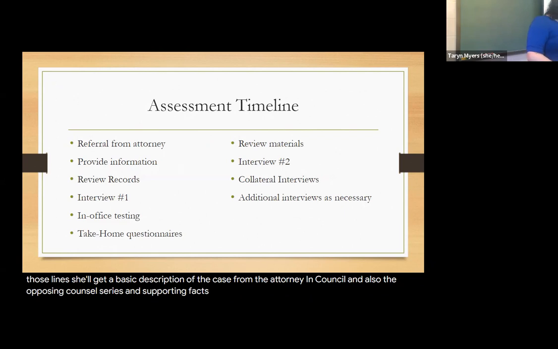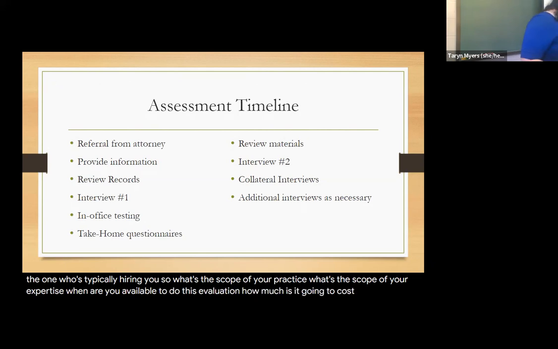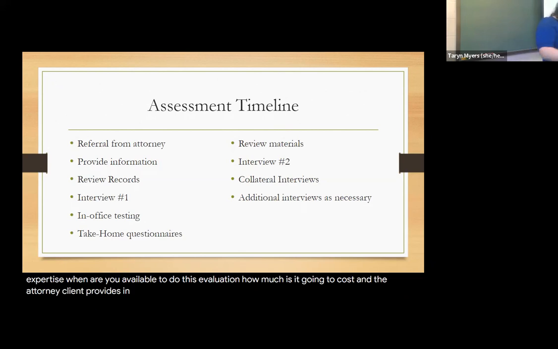You will then provide information to the attorney, because the attorney is the one who's typically hiring you. So what's the scope of your practice? What's the scope of your expertise? When are you available to do this evaluation? How much is it going to cost? And the attorney-client provides informed consent and will pay a retainer for you to do this.